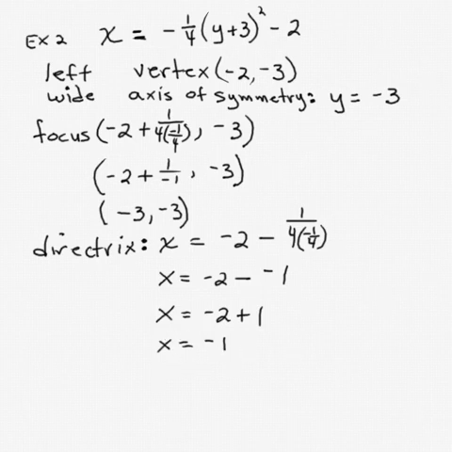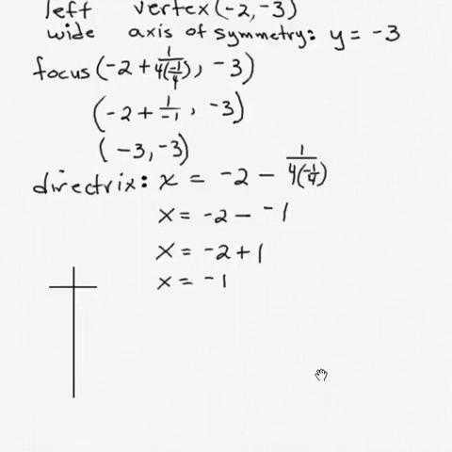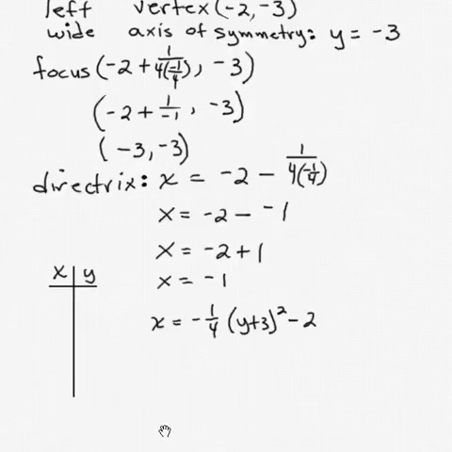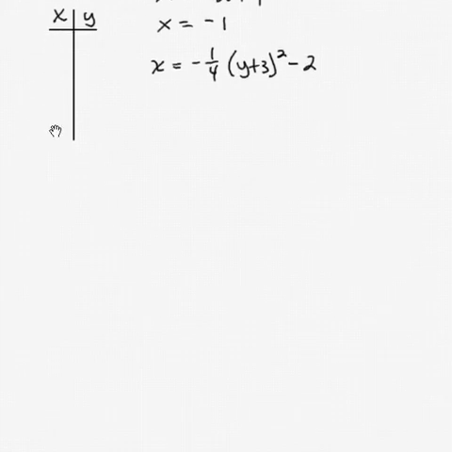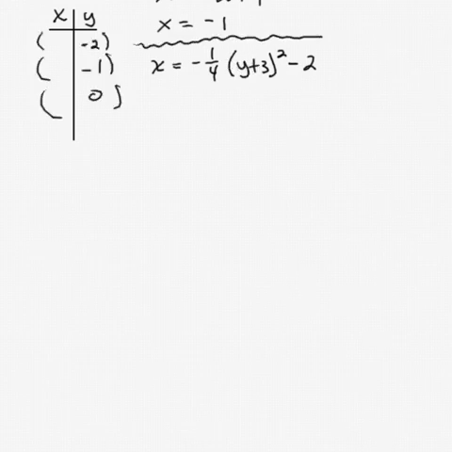And what's left is to graph these. So we're going to make a chart of points. And here's the difference when we make this chart of points. I am not going to choose values for x. We're going to choose values for y. And since y equals negative 3 is my axis of symmetry, I want to pick points above that or below that. So above negative 3 would be points like negative 2, negative 1, 0. We're going to substitute those in for y and calculate what we're going to get for x. I know it's a little different.